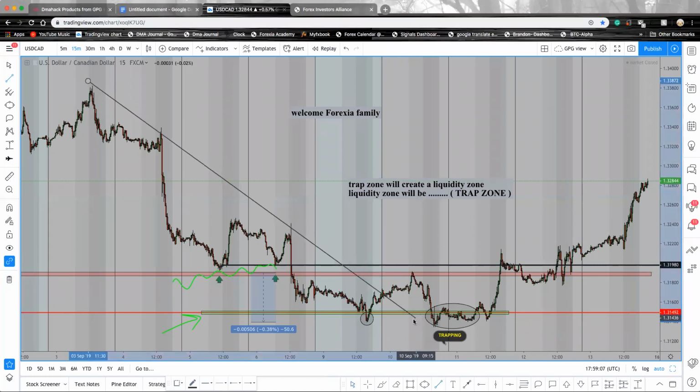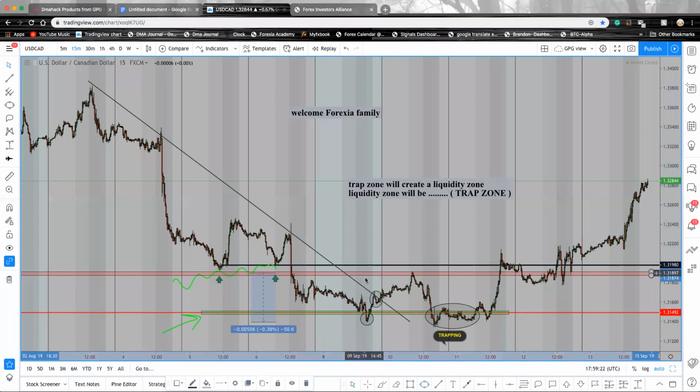Why? You're going to call your mentor and be like, hey, the support was broken. I got the retest. Or maybe if I draw it like this, there are a lot of people who would enter here too, because it's a touch of a trend line. You know, the support is broken, the trend line is respected. If they draw some sort of Fibonacci, it's probably respecting, and then they're going to sell the market. When they sell the market, they will stop hunt them.